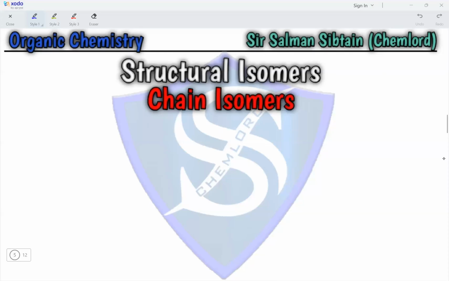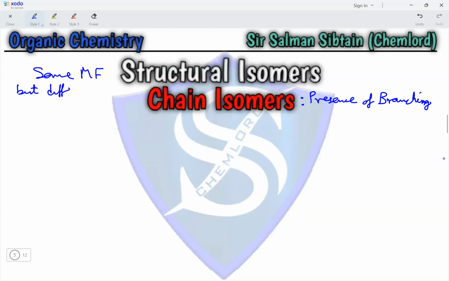Hi guys, this is organic chemistry and we are looking at structural isomers. One of the types of structural isomers is called chain isomers, in which we have the presence of branching. In all isomers, they have the same molecular formula but different structural arrangements.